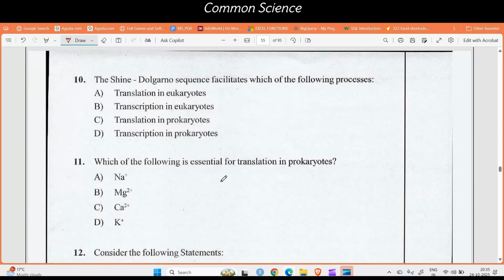Okay, moving on to question number 10. Shine-Dalgarno sequence facilitates which of the following processes? It facilitates translation in prokaryotes because it marks the sequences which are important for the initiation of translation in prokaryotes.